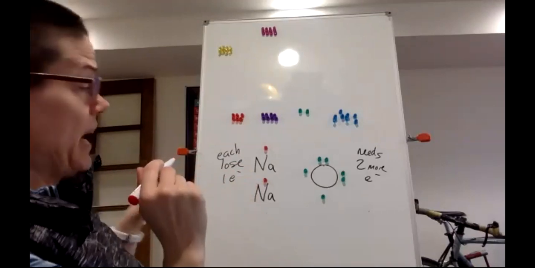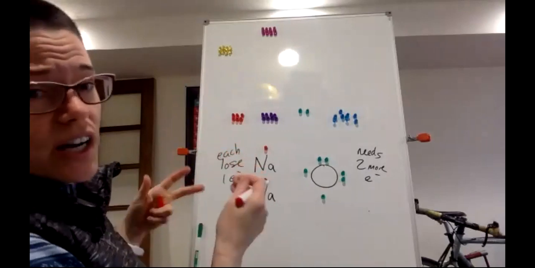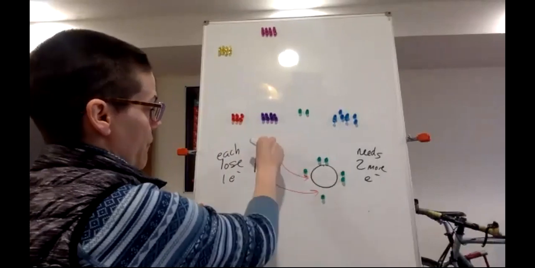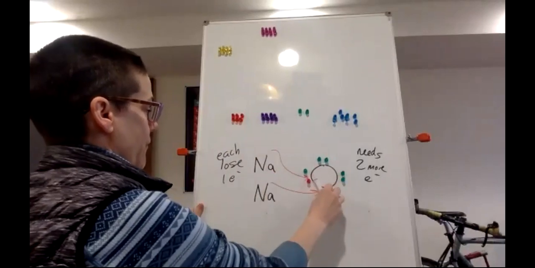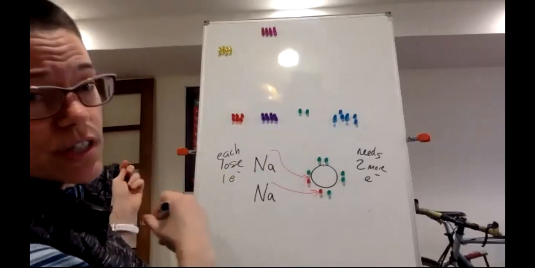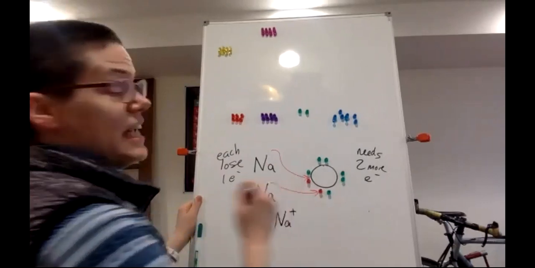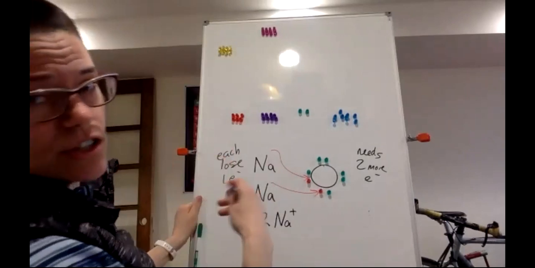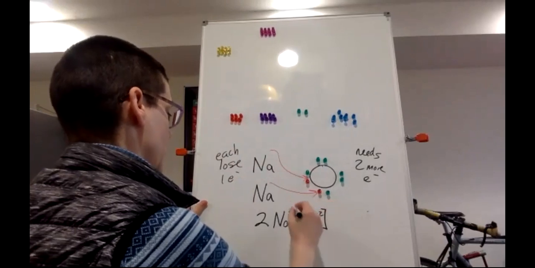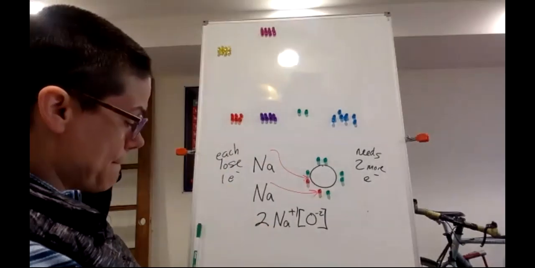So you have to pair the 2 sodiums with the oxygen because you can't just give oxygen 1. It's not going to be happy. And then since you have 2 of the sodiums, it would be 2 of the Na plus, and then the oxygen in the brackets. And that's it. And that's what you would do for B3.